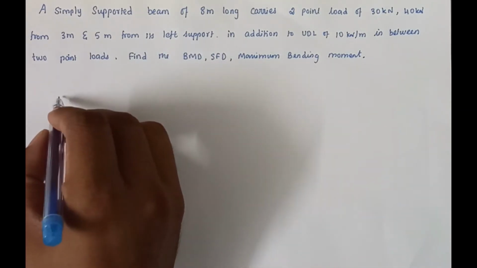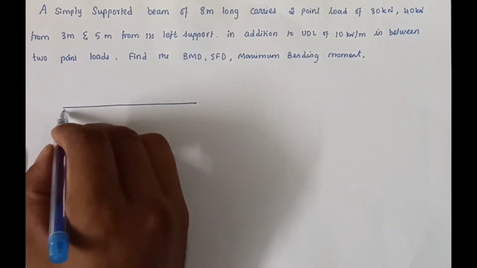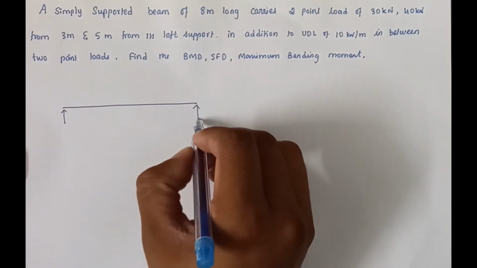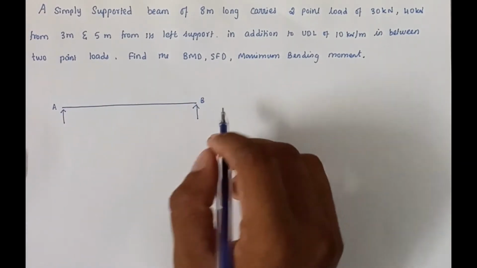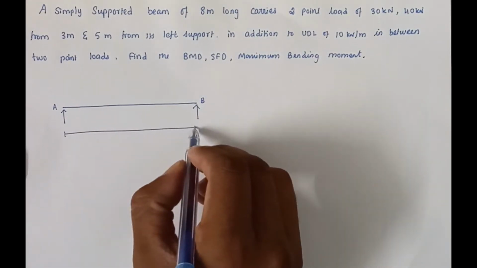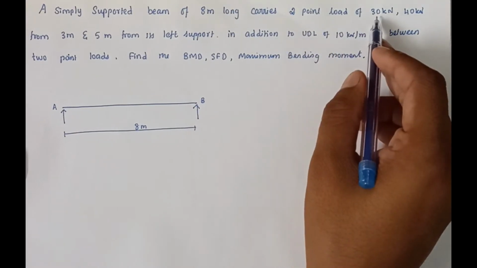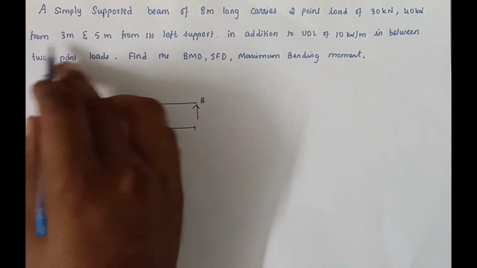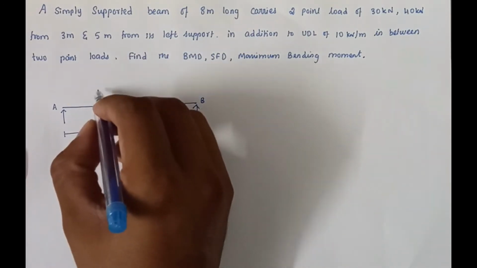So first we draw the simply supported beam. This is the simply supported beam, with points A and B. This is 8 meter long, so the total distance is 8 meter. So 2 point loads of 30 kilonewton and 40 kilonewton at 3 meter and 5 meter from its left support. So this is the left support.